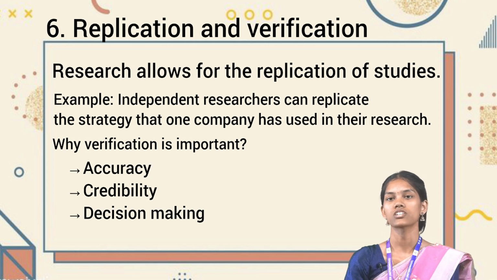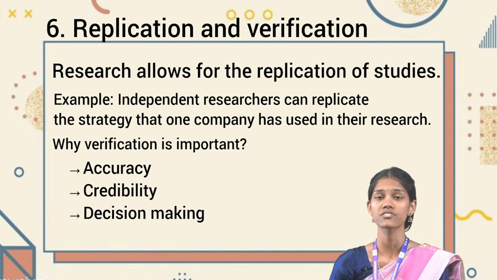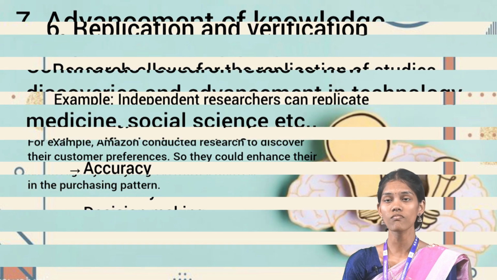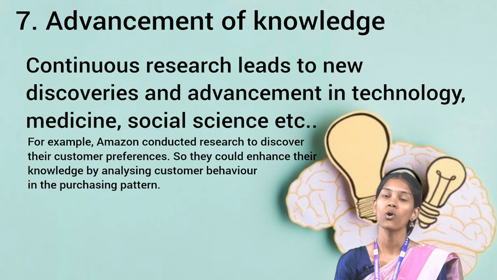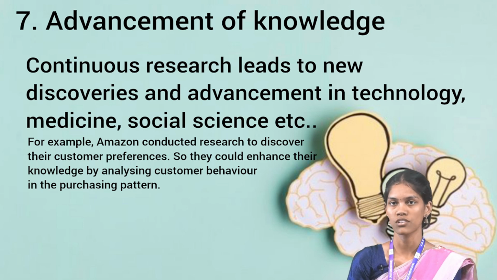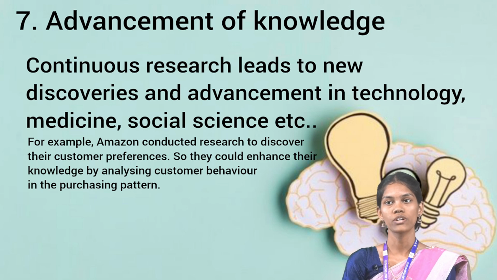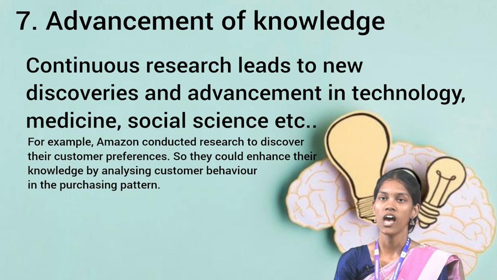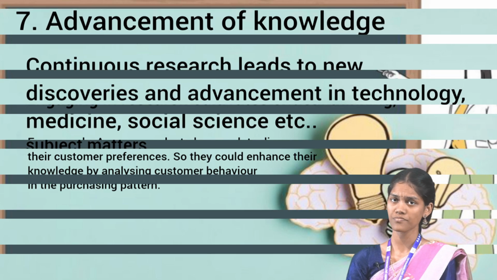So why is verification important? Accuracy, credibility, decision making. Accuracy is very, very important, and credibility is also important. Next one is advancement of knowledge. Continuous research leads to new discoveries and advancement in knowledge. For example, Amazon conducted research to discover their customer preferences, so they could enhance their knowledge by analyzing customer behavior in the purchasing pattern. The research always facilitates the advancement of knowledge.